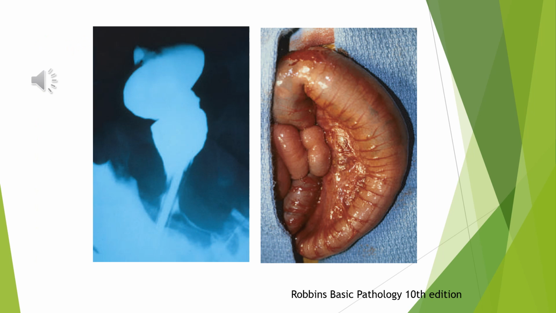Here you can see the microscopic appearance of Hirschsprung disease. You can see the contracted rectum and the progressively dilated proximal normal segment, and the adjacent picture illustrates the barium enema with a contracted rectum and a dilated proximal colon.